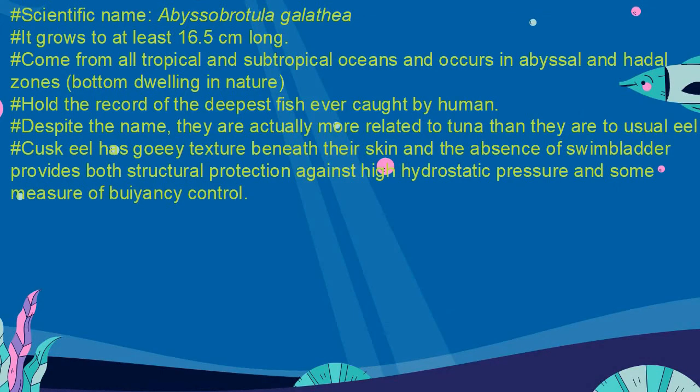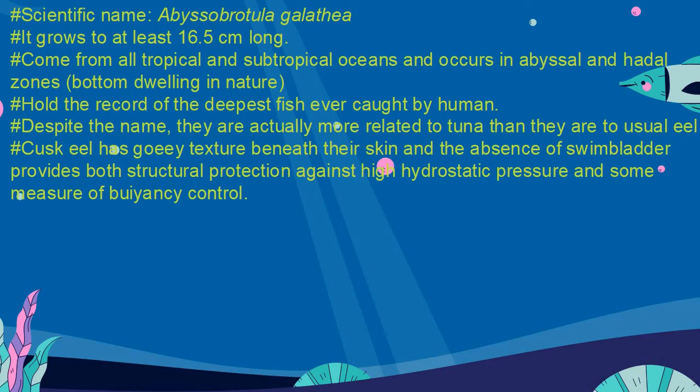The next creature is the casque eel. The casque eel, Abyssobrotula galatheae, can grow to at least 16.5 cm long. It comes from all tropical and subtropical oceans and occurs in abyssal and hadal zones. This creature also holds the record for the deepest fish ever caught by humans.